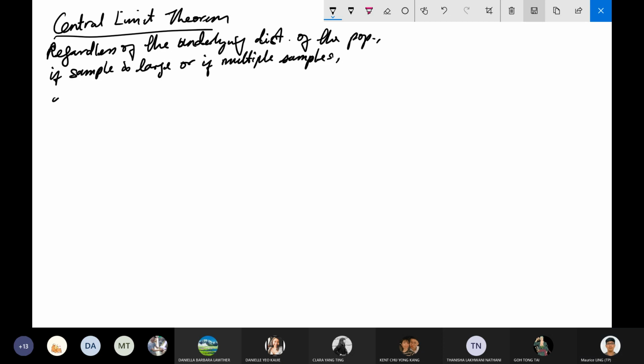The population mean is approximated by the sample mean, and the sample means, if there are multiple sample means, that means 1, 2, and so on, are normally distributed.